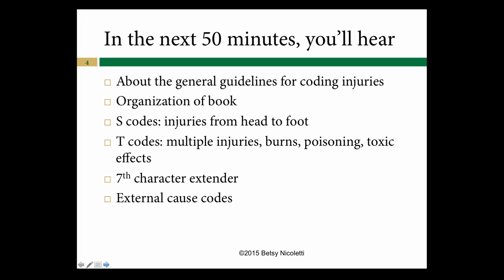But here we are. In the next 50 minutes, unless we can be beamed aboard the Starship Enterprise, you'll hear about the general guidelines for coding injuries. And I apologize to the physicians in the room. We're not going to spend a lot of time on the general guidelines, and we're only going to talk about those that are related to injuries. I'm going to talk about how the chapters are organized, how the trauma chapter is organized from head to toe for the S codes, and then for multiple injuries, burns, poisonings, and adverse and toxic effects. I'm sure you've heard by now about this 7th character extender, and I'm going to talk with you about that. And then the external cause codes, which are equivalent to our E codes now.